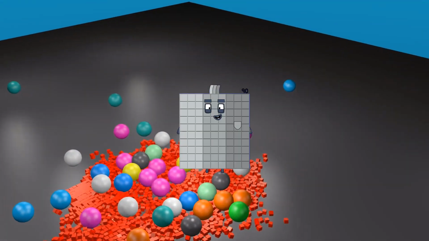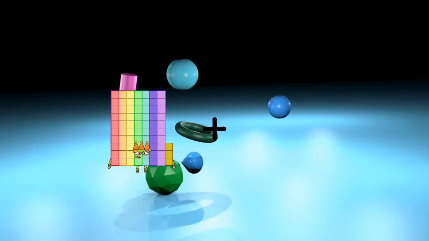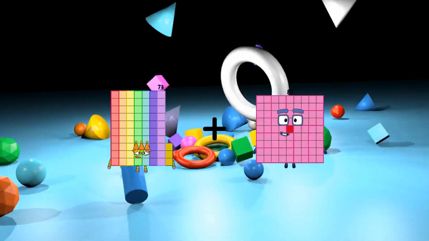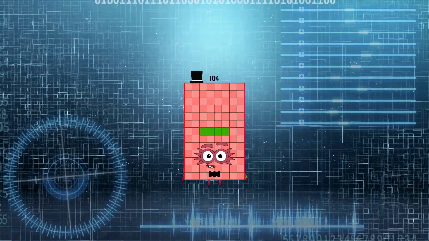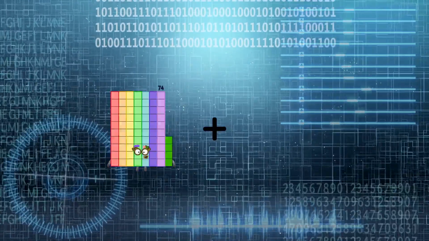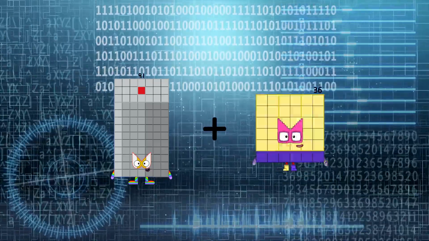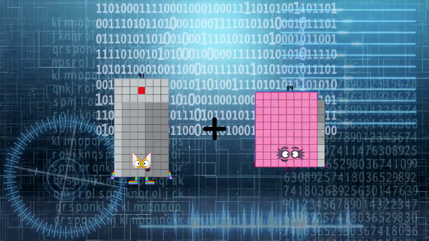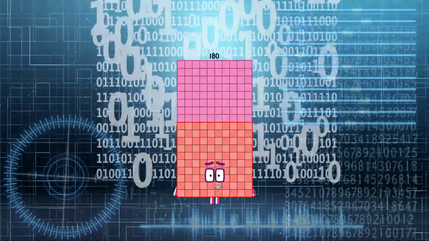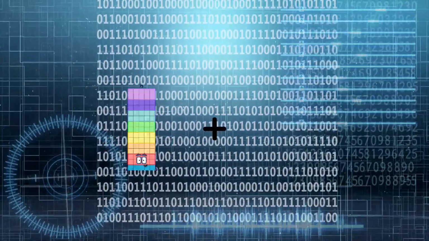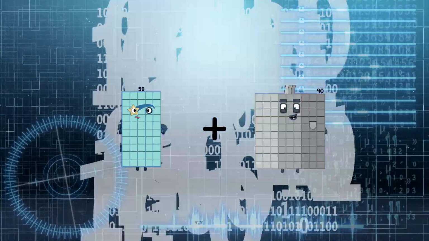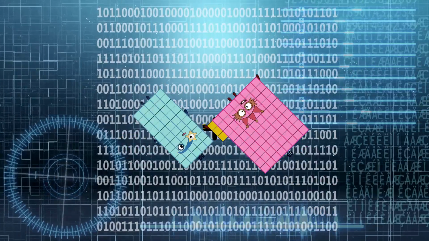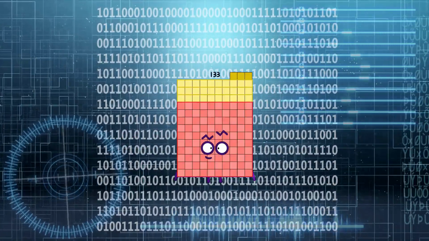51 equals 90. 73 plus 31 equals 104. 91 plus 89 equals 180. 50 plus 83 equals 133.